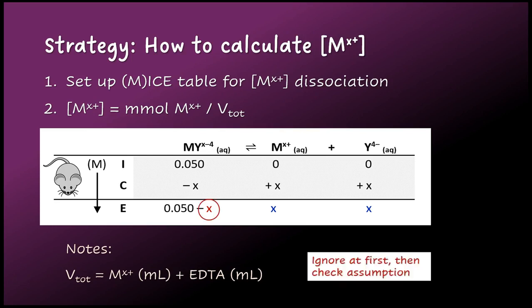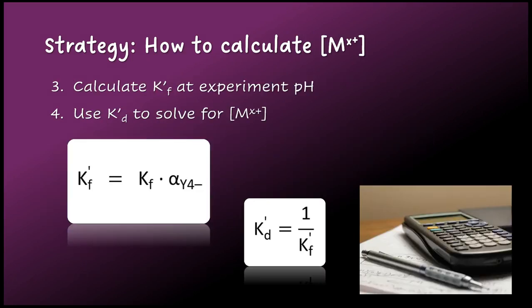As a reminder, we will initially ignore the change in X, minus X, and apply our assumption that X is small compared to the molarity of the complex. After calculating X, we'll check this assumption. However, we cannot ignore a standalone X. So there are a few things we need to do to calculate X, which is the metal ion molarity we're looking for. We'll set up the mass action expression for K'd, the conditional dissociation constant, so we can fill in the values from the MICE table.